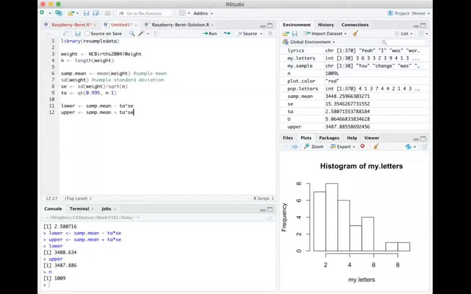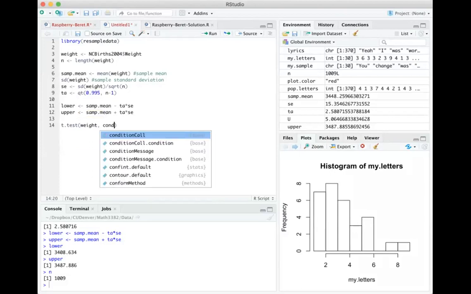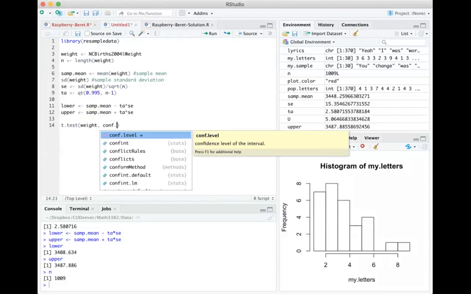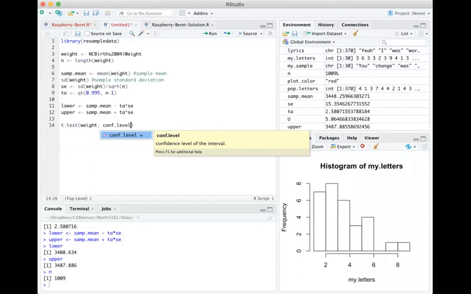And one more thing that I wanted to do in R is that we could do the full test in R. So let me open R up again, using the t.test command. You certainly don't need to do all of the work I did above. Instead, you could just say we're going to do a t-test using the data from weight, and I'm going to set a confidence level. In this case, I want 0.99.